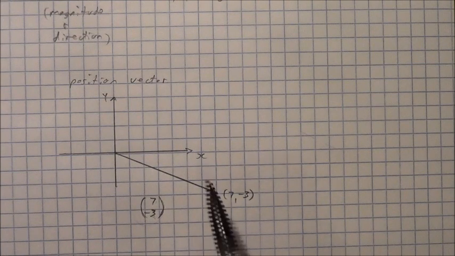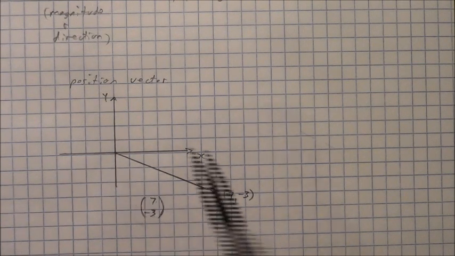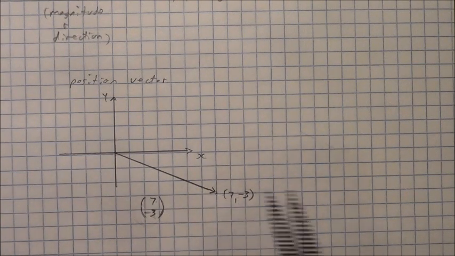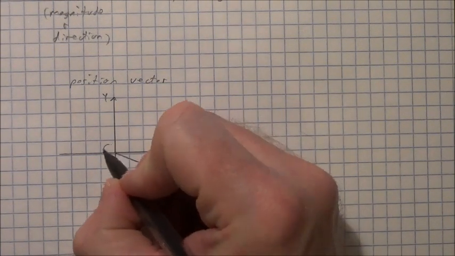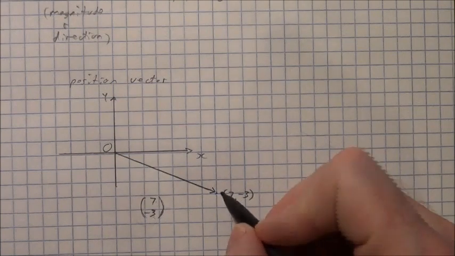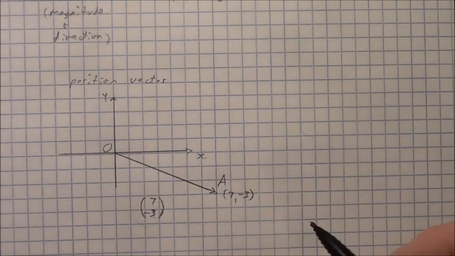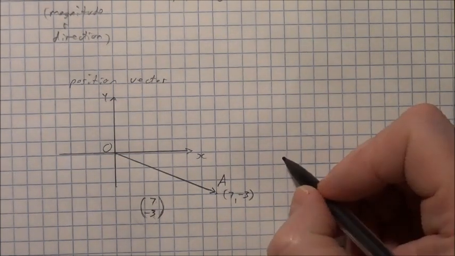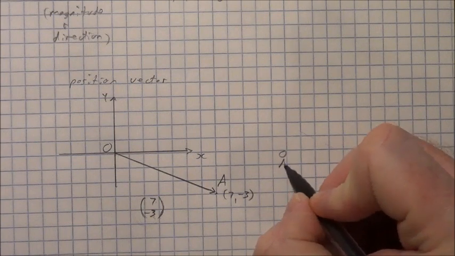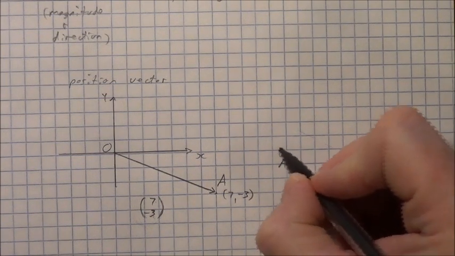The position vector originates at the origin and terminates at the point that we're discussing. Okay, so the origin is O. Suppose this point is point A. This vector could be written as OA.